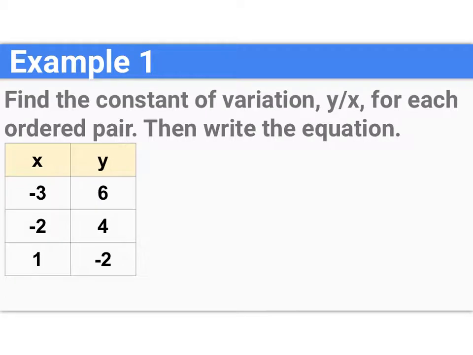Okay, find the constant of variation like we did in the last video. So 6 divided by negative 3 is negative 2. 4 divided by negative 2 is negative 2. So the constant of variation is negative 2. y equals negative 2 times x.